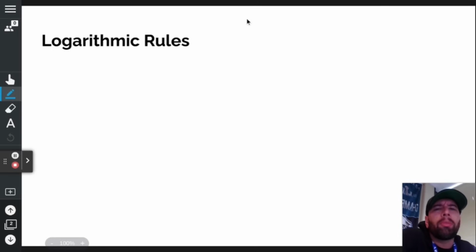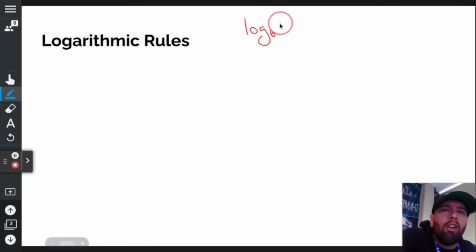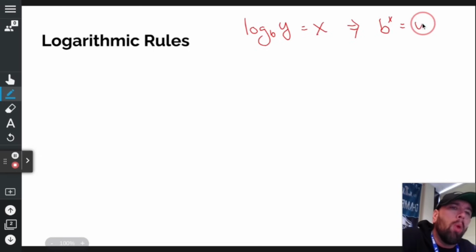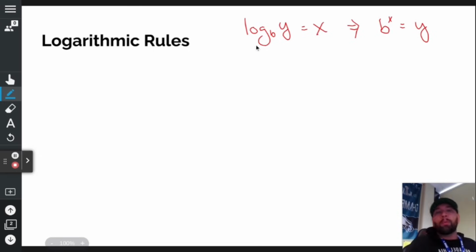So if I give you something like log base b of y equals x, this is the most basic log rule. We could write this out as b to the x equals y. This is how you shift from logarithmic form to exponential form.